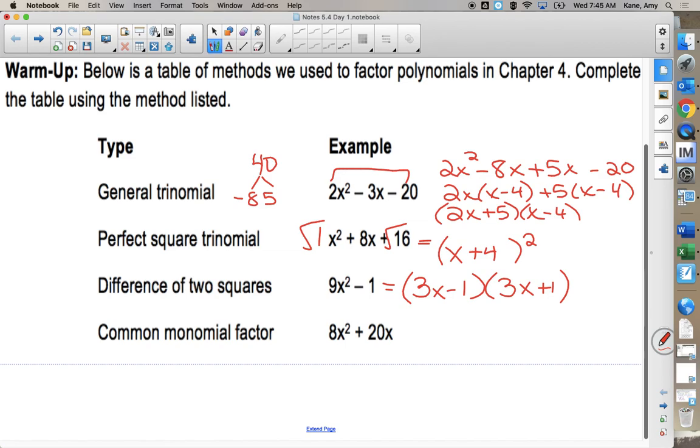And then the last one says a common monomial factor. That just means they have a common term. So what would their common value be? 4. Yeah, they have a 4x in common. It's just like saying a GCF. And then what does that give you in the parentheses? 12 plus 5. Okay.